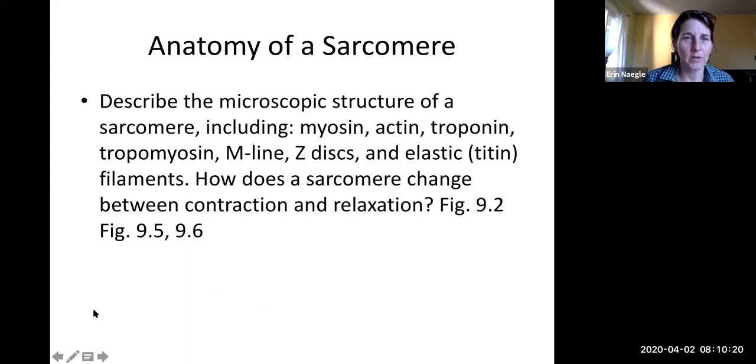Okay, anatomy of a sarcomere. I'll let you read that while I stay hydrated. All right, let's learn some stuff.